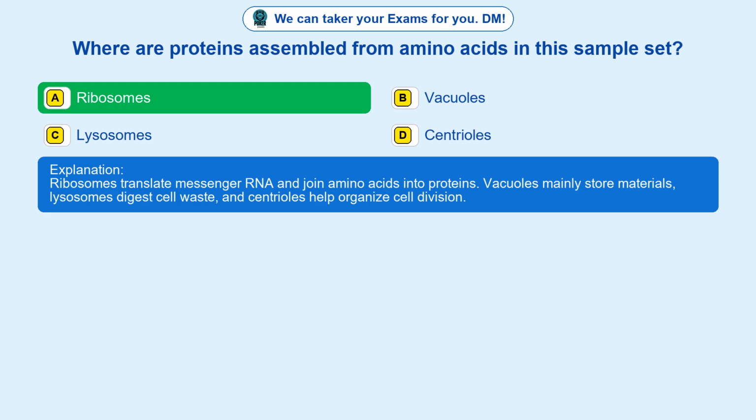Ribosomes translate messenger RNA and join amino acids into proteins. Vacuoles mainly store materials, lysosomes digest cell waste, and centrioles help organize cell division.